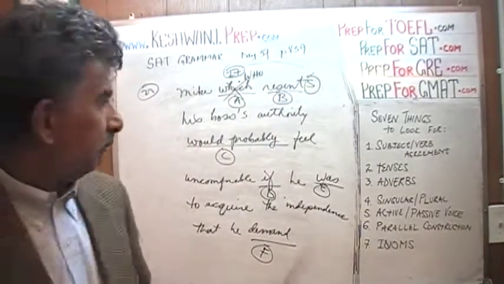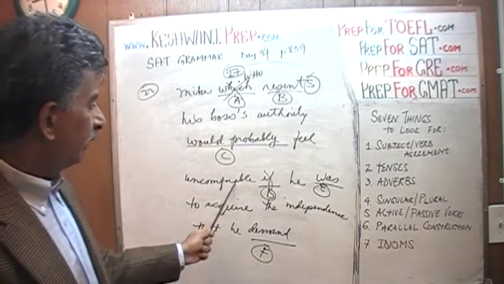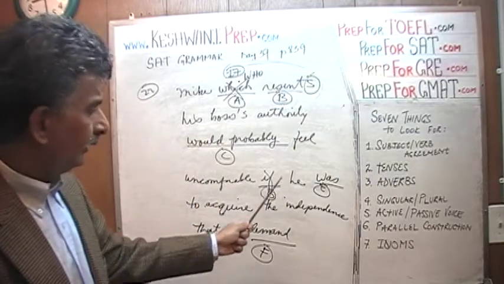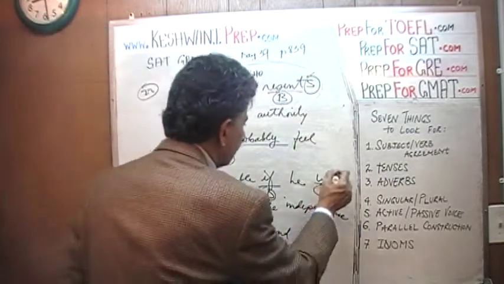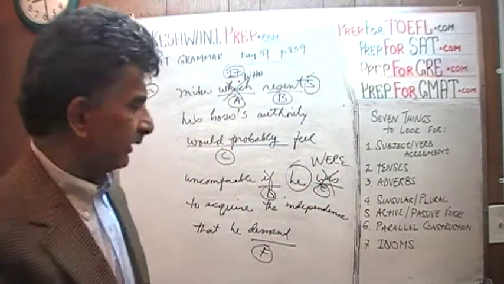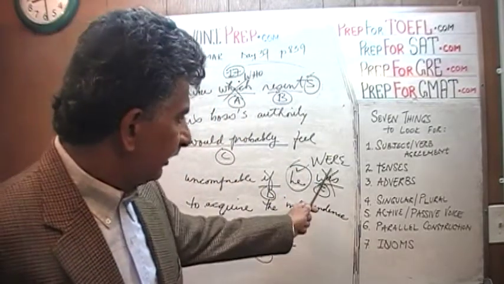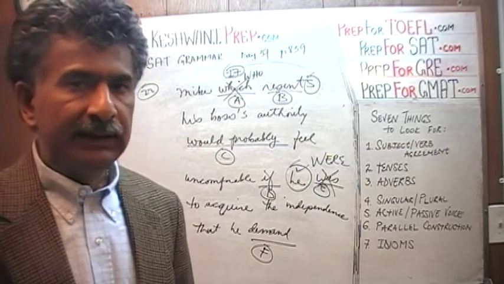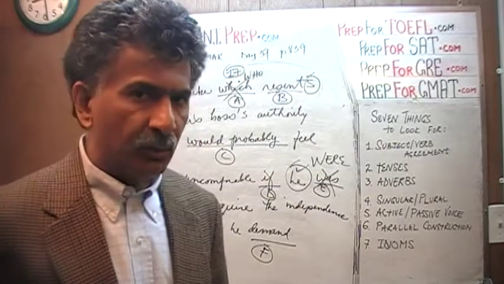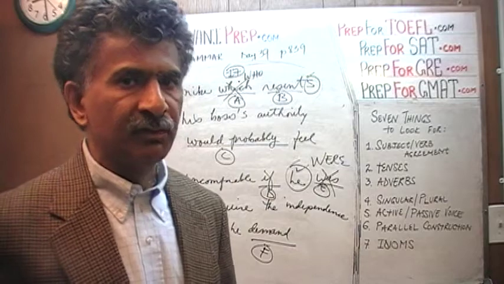Mike, who resents his boss's authority, would probably feel uncomfortable. So far, so good. This is fine. Would probably feel uncomfortable if he were. This should be were. Even though it's only one person, that's the tricky part here. That was the most tricky part. Even though he is just one person, it would still be were, because it is a hypothetical statement. English is very quirky, very eccentric. It has many quirks, many eccentricities, many idiosyncrasies.